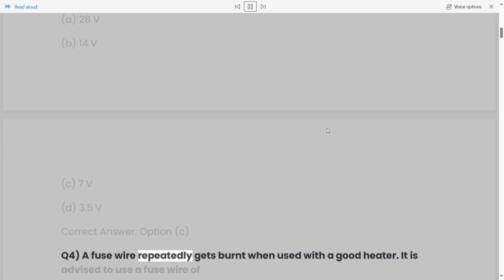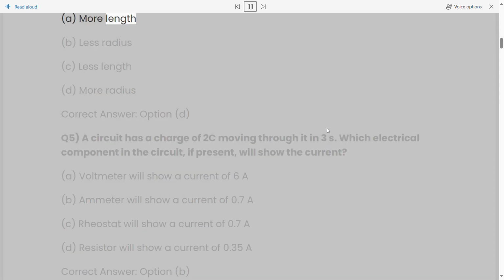Q4. A fuse wire repeatedly gets burnt when used with a geyser heater. It is advised to use a fuse wire of A. More length. B. Less radius. C. Less length. D. More radius. Correct answer option D.